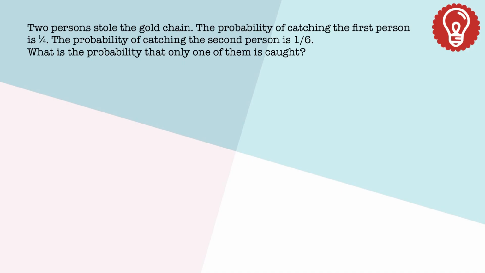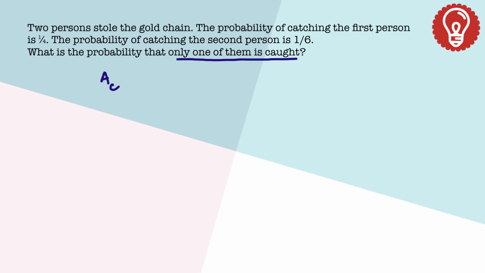You see this? Two people are participating in this question. So let's take those two people to be A and B, right? And the probability of catching a person is given. The question is asking what is the probability that only one of them is caught. If only one of them should be caught, as in if A is caught, B is not caught.